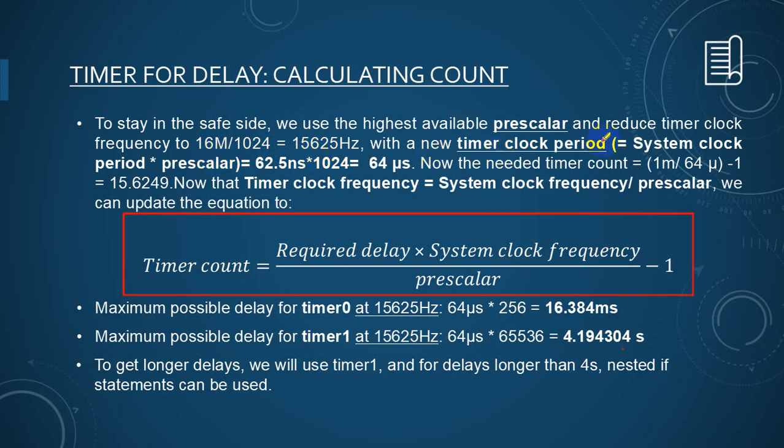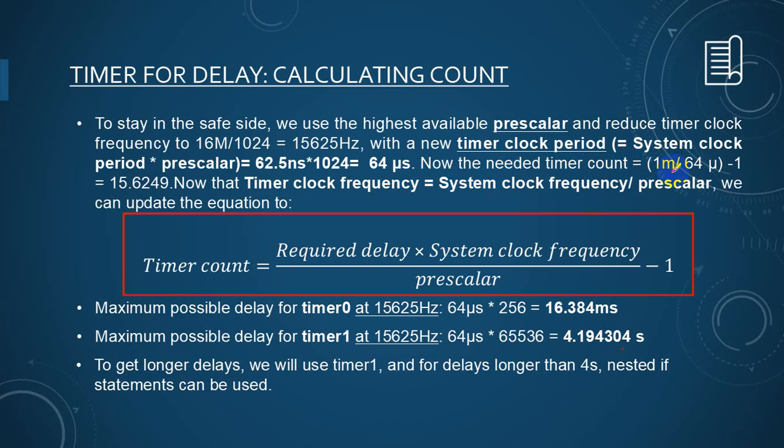So with a new timer clock period, system clock period multiplied by the prescaler, that means 62.5 nanosecond was previous, you multiply by the prescaler, you get 64 microsecond now. Now each count has longer delay. Instead of 62.5 nanosecond, we get 64 microsecond. Okay, longer delay. Now the needed timer count. How many timer count we need?